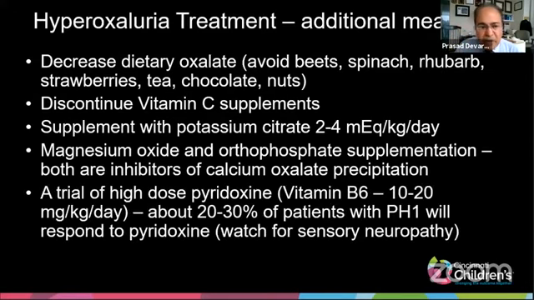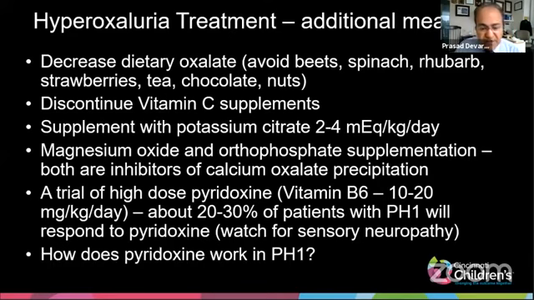deposition. And we always give them a trial of pyridoxine, which is vitamin B6, and we use huge doses, not the usual vitamin B6 dose. We use 20 milligrams per kilo per day. And the reason for that is 20 to 30% of patients with PH1 will respond just to pyridoxine and will stop the progression of kidney failure. We do have to worry about sensory neuropathy in these patients.